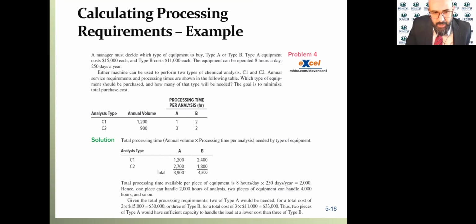If we selected type B, we need 4,200 divided by 2,000. That will give you about 2.1, and you have to round it up, so you need 3 machines. If you selected machine B, then you have to have 3 machines of B, versus 2 machines of A. Now, 2 machines of A, 2 times 15,000, would be 30,000. 3 machines of B would be 3 times 11,000, which is equal to 33,000. Therefore, machine A should be selected.